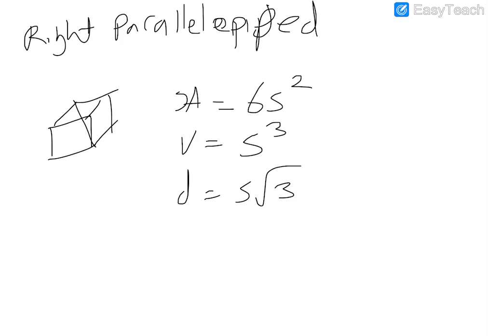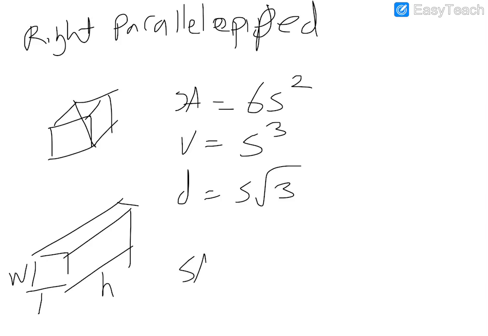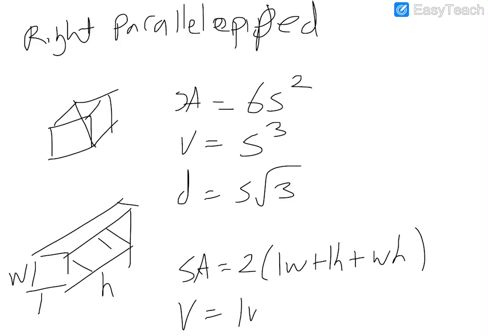And then a right parallelepiped, or a box, is basically the same thing, except not all sides are the same. There's a length, a width, and I'll call it a height, I suppose. The surface area is equal to 2 times (LW plus LH plus WH), just adding up all the faces, which are rectangles, which you can figure out easily. And volume is just length times width times height. Simple enough.